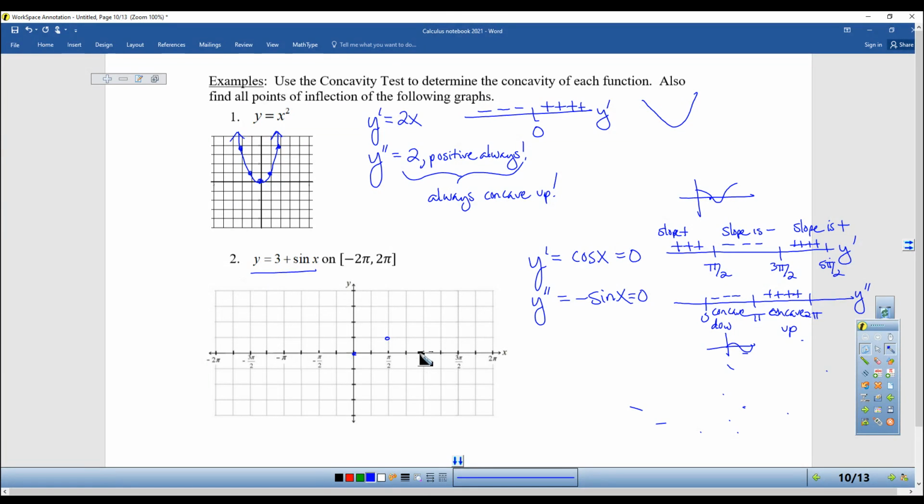So there. It's concave down, and then it's concave up. So hopefully you see how first derivative, second derivative will really let you make a graph quite accurately.